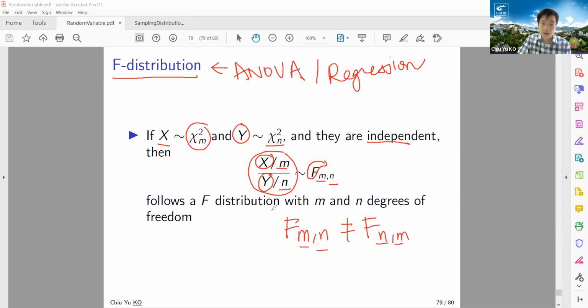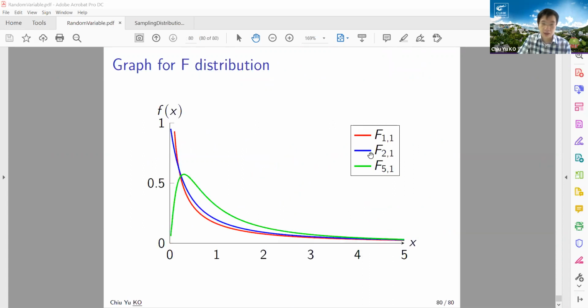This graph will be similar to this guy. It depends on how it looks. When the degree is large, it looks like chi-square. If the degrees are small, then it looks like the downward slope exponential. I guess that's pretty much of this set of slides.